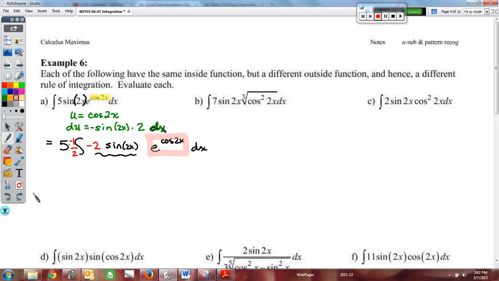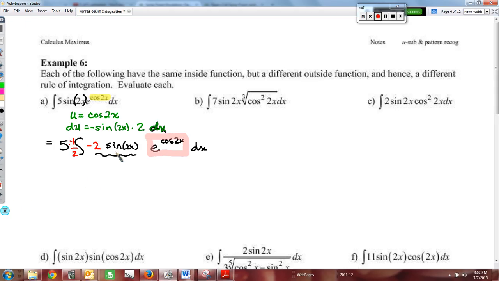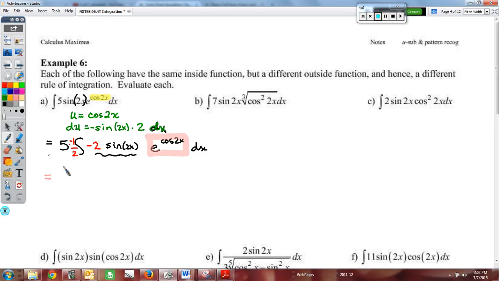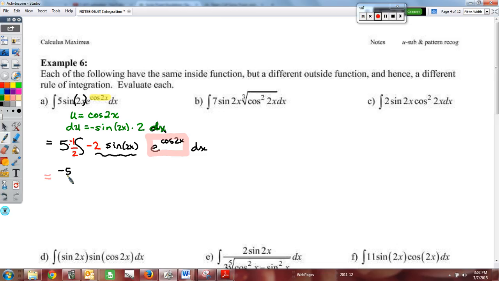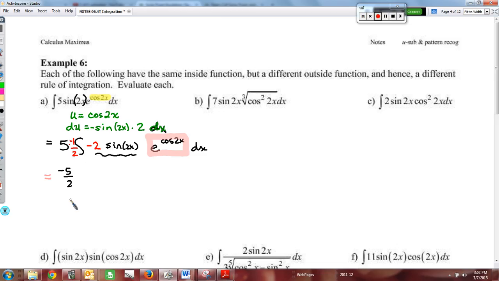I'm not even going to write it. I'm not going to turn it into a u problem. I'm just going to go right ahead. I can ignore that and move on and say, well, what am I going to have? My antiderivative would be negative 5/2. Bring along your rider and your correction. I'm ignoring this. It gets packed back in. And now I have e to the u. What is the antiderivative of e to the u? Well, it's e to the u. So that would be e to the cosine of 2x and then plus c.